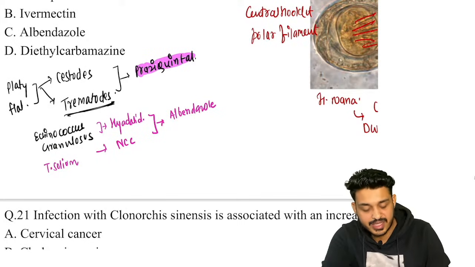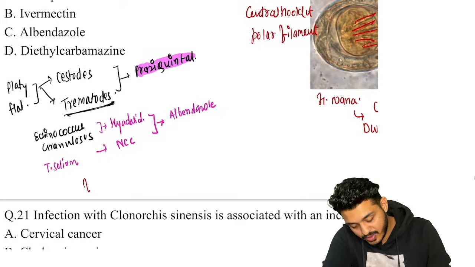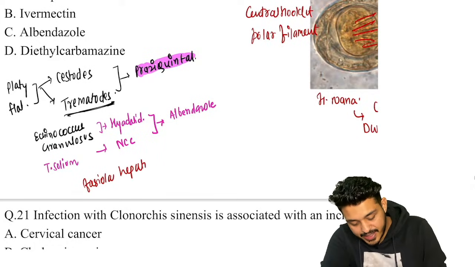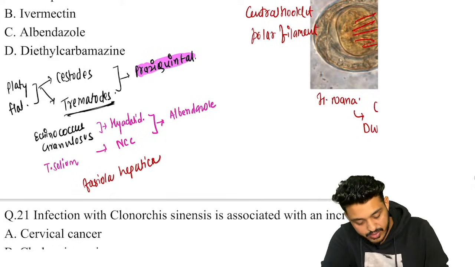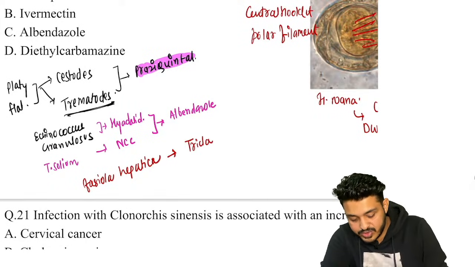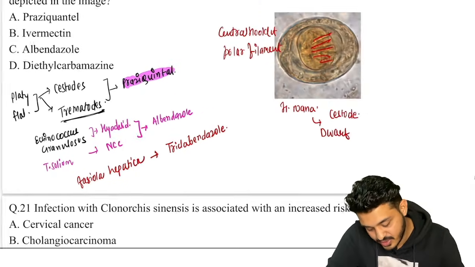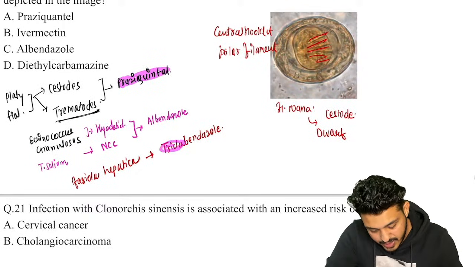that is going to be what? Fasciola hepatica. Fasciola hepatica is also known as the liver fluke, and for this Fasciola hepatica, the drug of choice is your exam question. This is going to be your triclabendazole. Triclabendazole was the answer. So this is going to be the triclabendazole we are going to give.